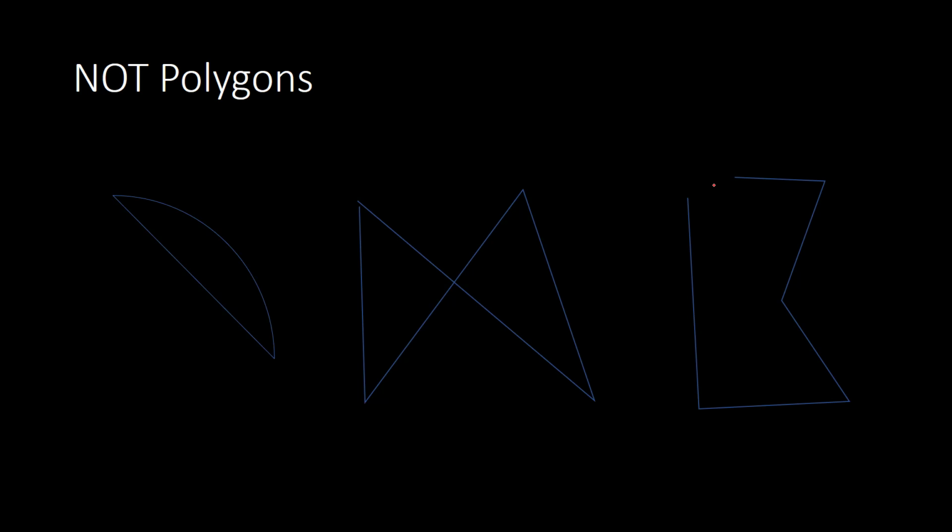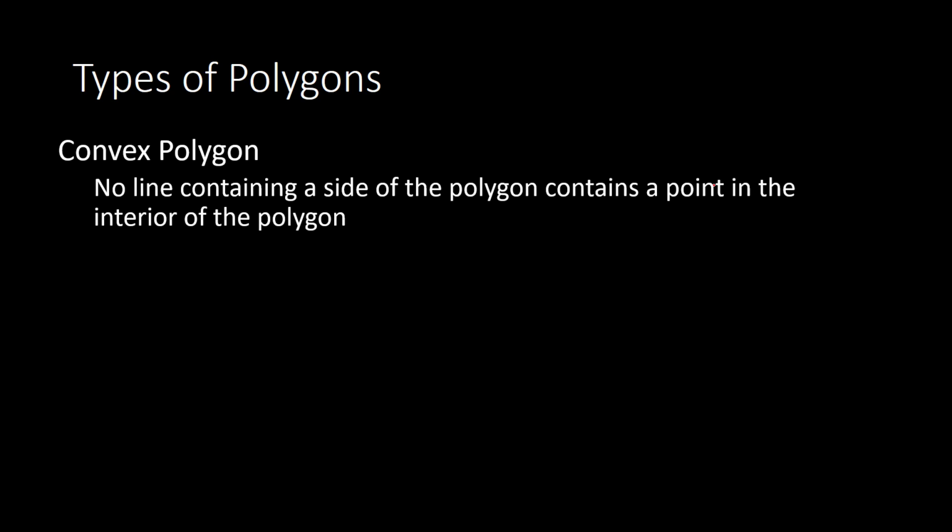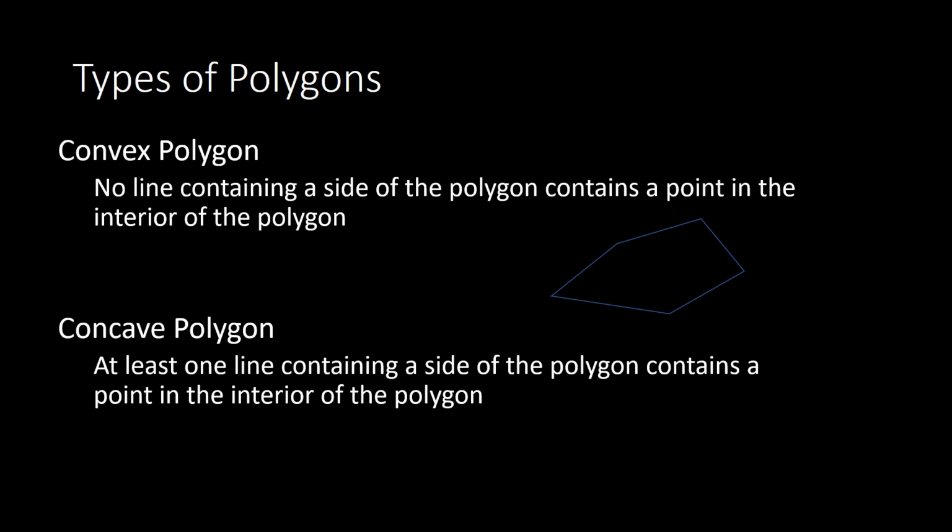Now with polygons, there are different types of polygons. So the first type is a convex polygon, which by definition says that no line containing a side of the polygon contains a point in the interior of the polygon. That's kind of still difficult to understand, so let's contrast convex polygon with something that's not convex, and that would be what we call a concave polygon. A concave polygon is the opposite, and the picture of a concave polygon would be as follows.